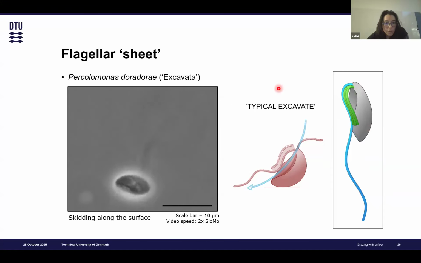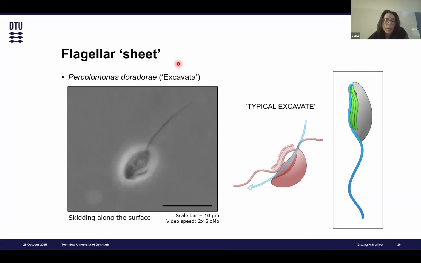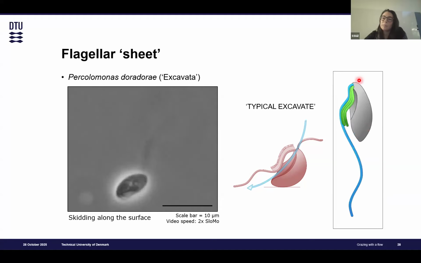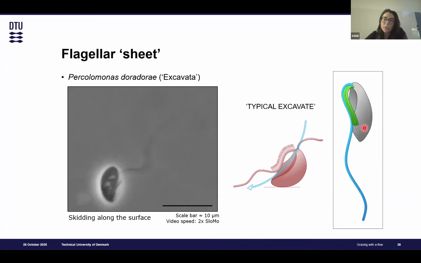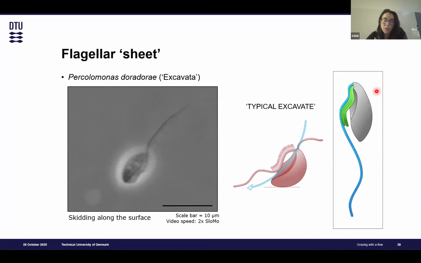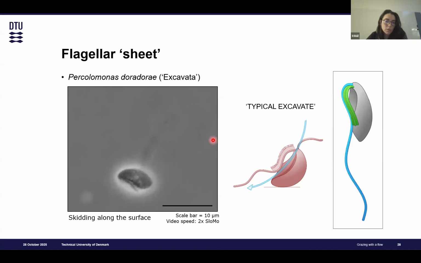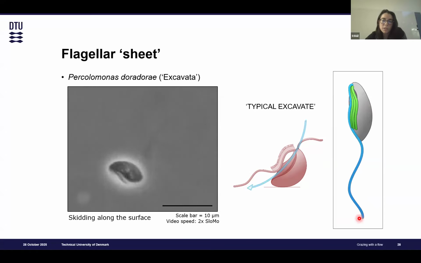In the same group of excavates, we have this species or genus called Percolomonas, and they actually have 4 flagella, and you can see them beating here on this sketch. They all beat synchronized. You have 1 long posterior flagellum and then 4 shorter ones. They all beat over the ventral groove, and you usually see them on the surface attached by the end of this long flagellum.